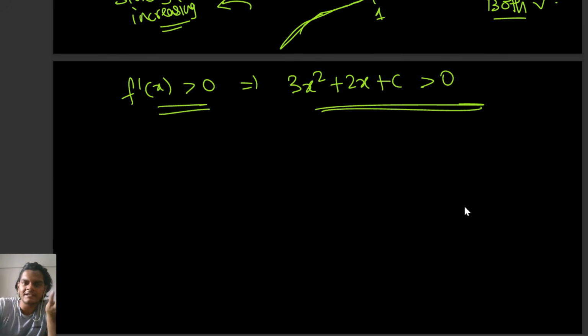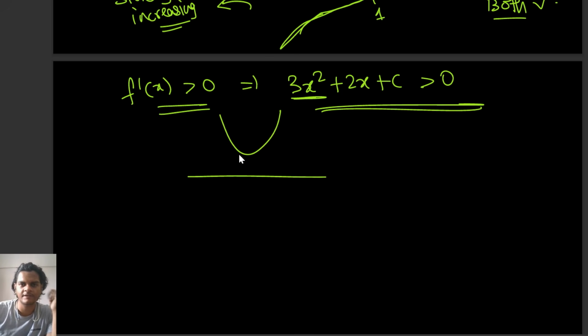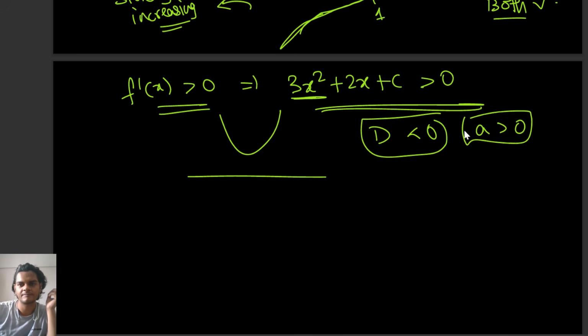When is a quadratic strictly greater than 0? The coefficient of x square is positive, so that means it would be something like this. It is not even touching. So what is it? That means the discriminant D has to be less than 0. Here a is greater than 0, and this is minus D by 4a, which has to be greater than 0. So D has to be less than 0.